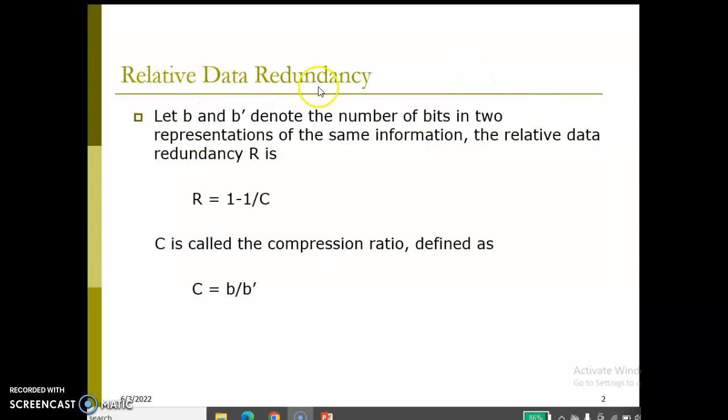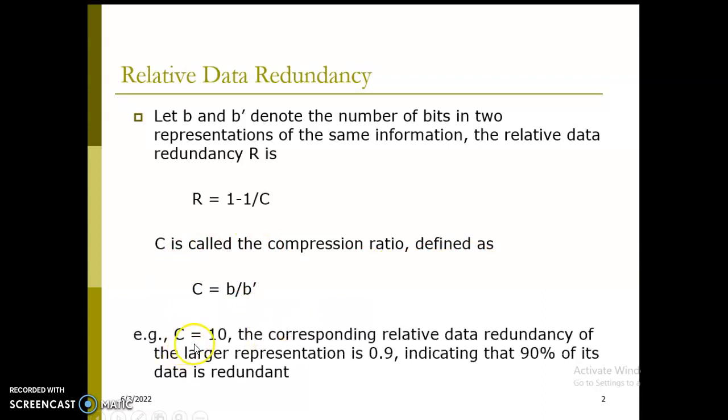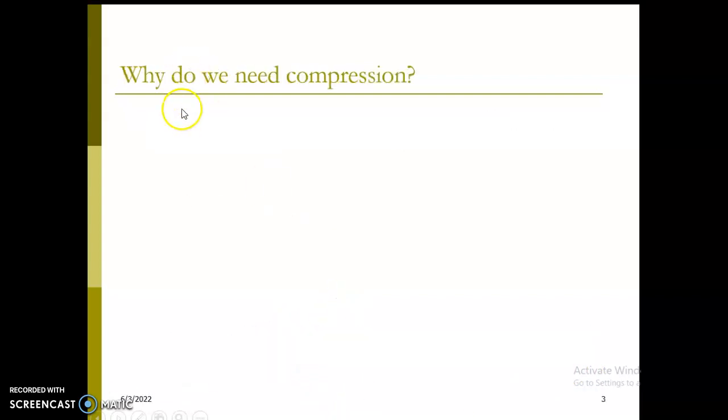Relative data redundancy. Let B and B dash denote the number of bits in two representations of the same information. The relative data redundancy R equals 1 minus 1 by C. C is called the compression ratio, defined as C equals B by B dash. Example: C equals 10. The corresponding relative data redundancy of the larger representation is 0.9, indicating that 90% of its data is redundant.